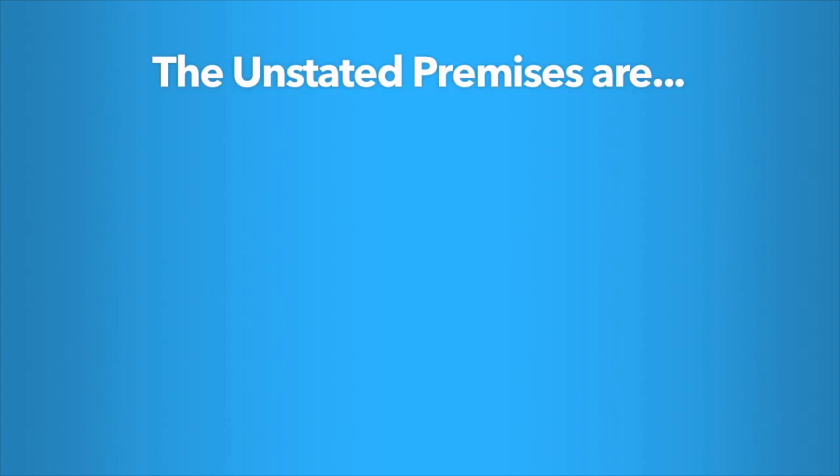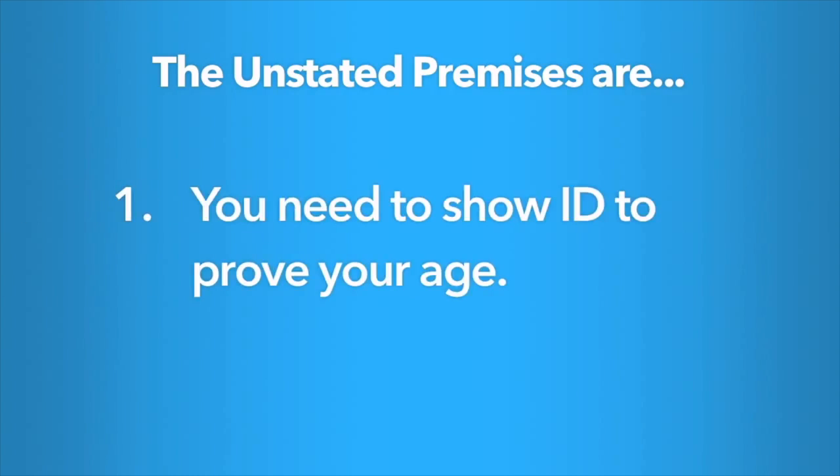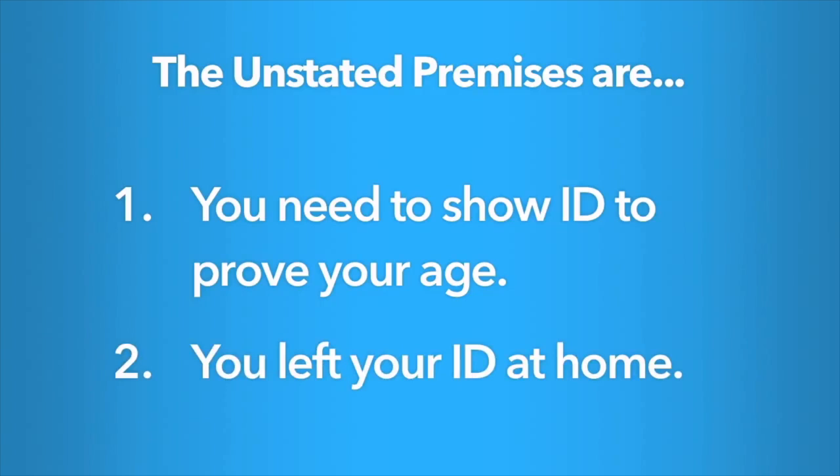What your friend is missing, the premise that you failed to state, is that one, you will need to show ID to prove that you're at least 18, and two, you left your ID at home. The first unstated premise, that you will have to show ID, may be something you simply assumed everyone knows. The second, that you left your ID at home, is something you just thought about, and so you may have forgotten that you hadn't told your friend yet.